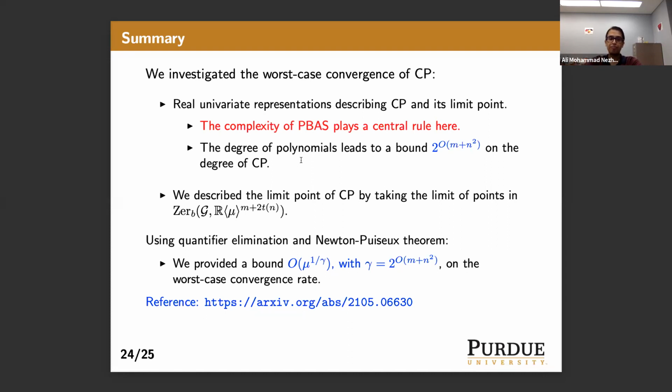And so as a result, from the degree of the polynomials, we ended up with this bound on the degree of the Zariski closure of the central path. And using quantifier elimination and the Newton-Puiseux theorem, we also ended up with another bound on the worst case convergence rate of the central path. All right, so that was a summary of what I did in this work.